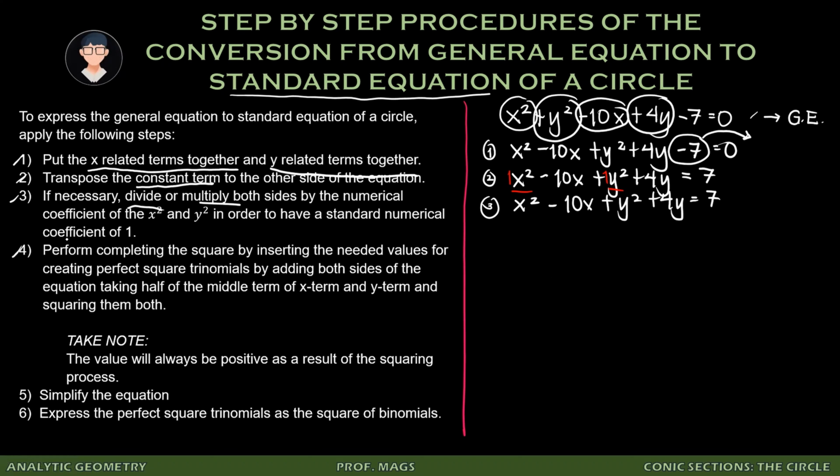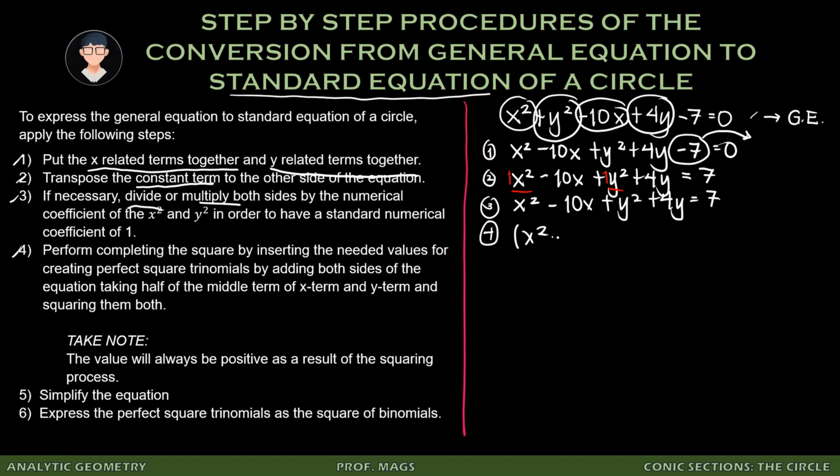Okay, dito naman tayo sa step number 4. So, sa step number 4, performing the completing the square method by inserting the needed values for creating perfect square trinomials. Pag sinabi nating trinomials, we have 3 terms. By adding both sides of the equation, taking half of the middle term of x term and y term and squaring them both. So we have to group them accordingly.